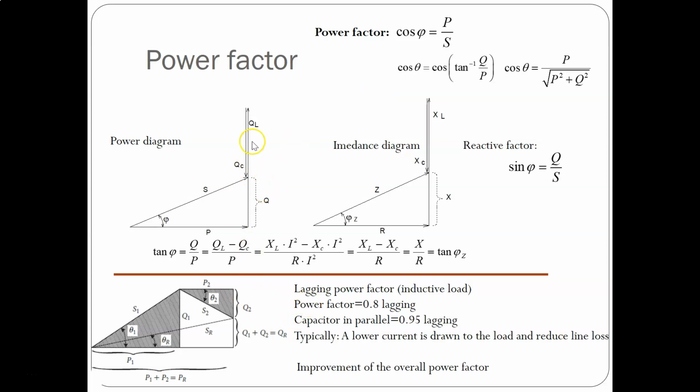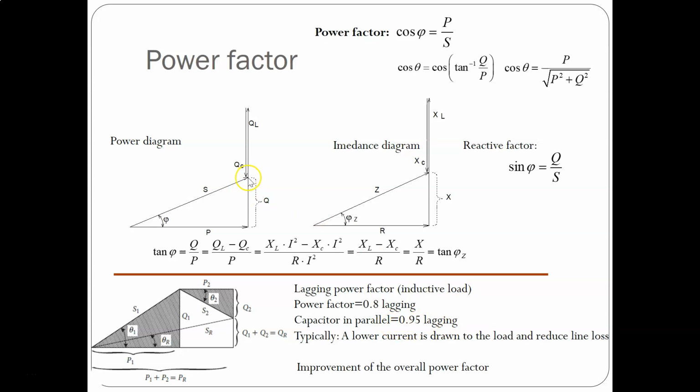As you can see here, we have the QL, the inductive part, in the arrow this way, and you have the reactive part, QC, in the opposite direction. So actually they work against each other. And so then we have the possibility to improve the overall power factor. Typically we can have a lagging power factor, as you see here. We have an inductive load, for example with a power factor of 0.8 lagging. Then you can put a capacitor in parallel, and you can get 0.95 lagging.